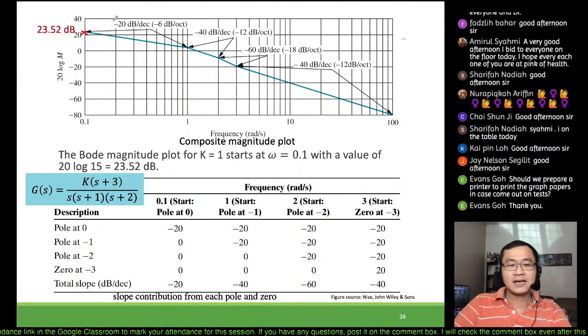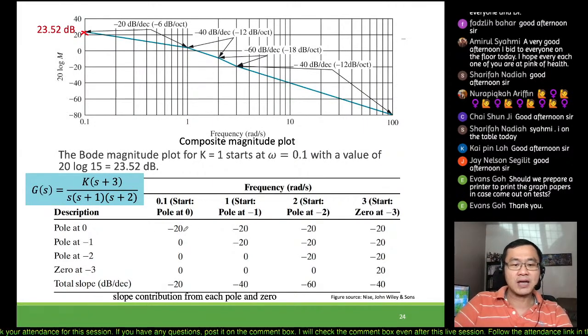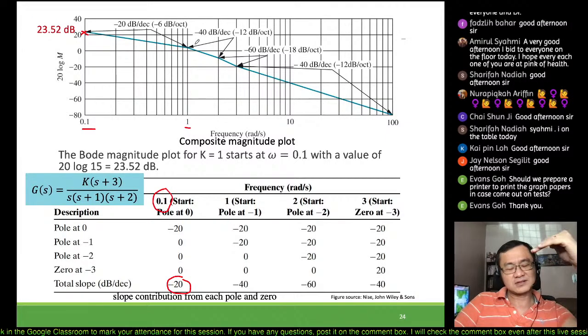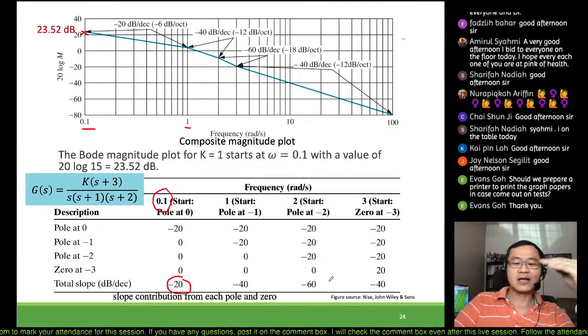Okay, then once you have that, at 0.1 you will have a slope of minus 20. At 0.1 you expect a slope of minus 20. Then at 1, you expect a slope slightly greater, at minus 40, and so on, right?